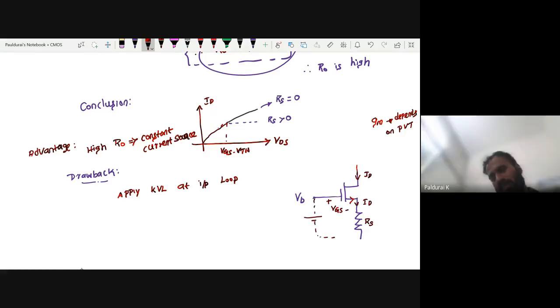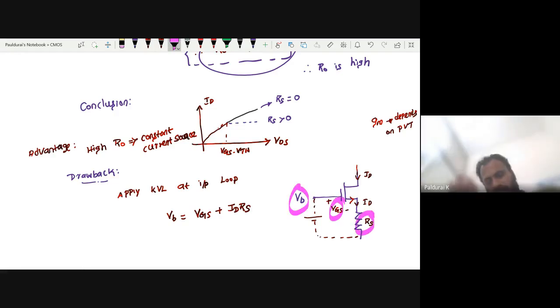Applying KVL, this biasing voltage VB equals, first, the gate to source voltage VGS, then the voltage drop across the source, which is ID RS, right? So this voltage VB is the addition of these two voltages, as per KVL. Now what happens to the lower limit?